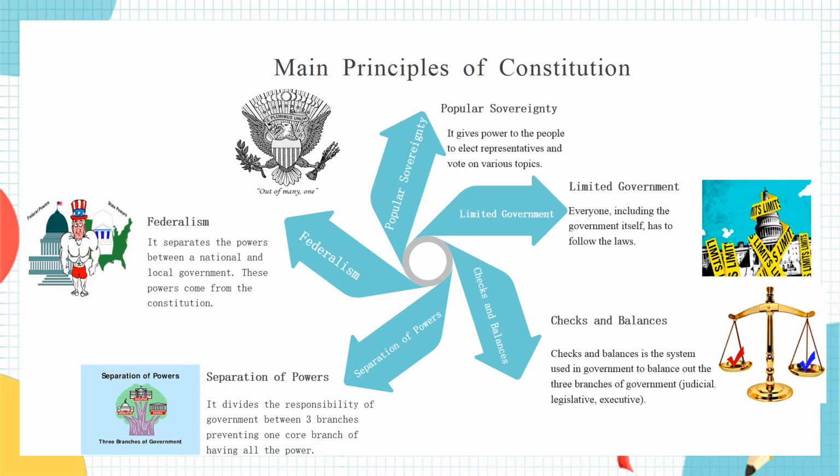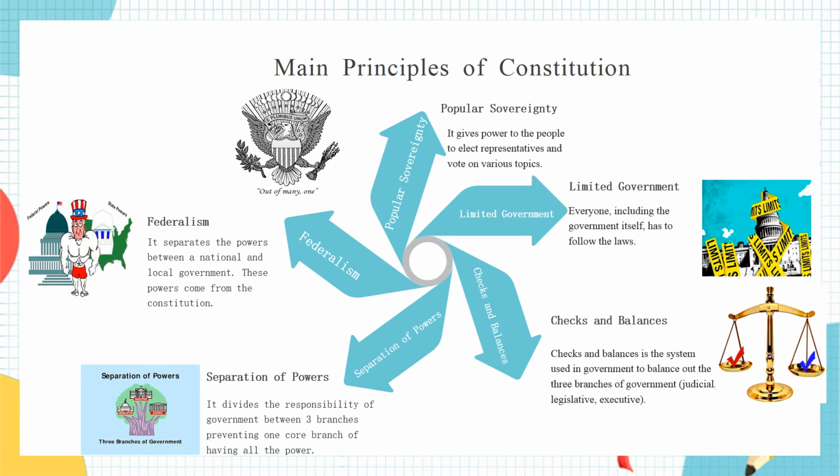Third, checks and balance. It is a system used in government to balance out the three branches of government, which refers to the judicial, legislative, and executive branch. Fourth, separation of powers. It divides the representative of government between three branches, preventing one core branch of having all the power.